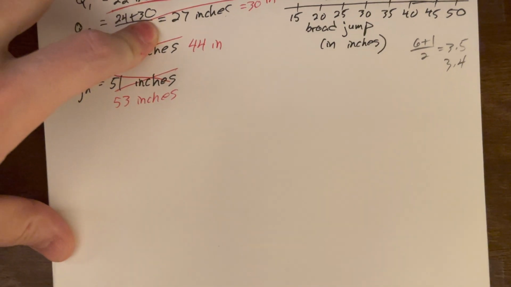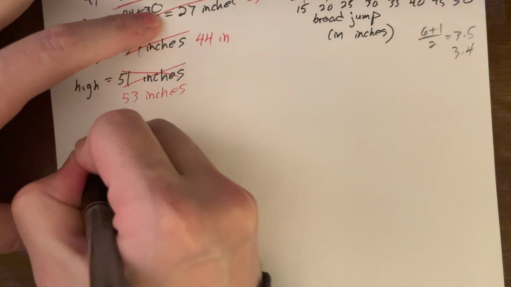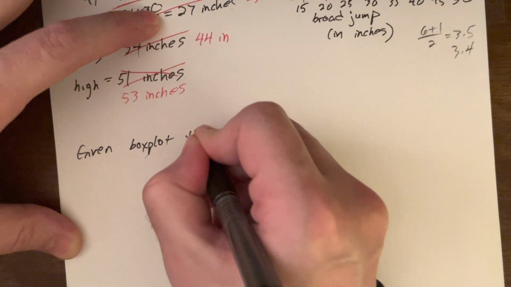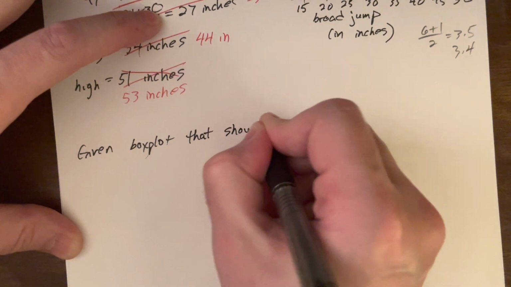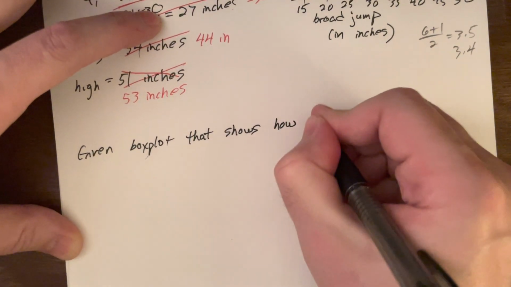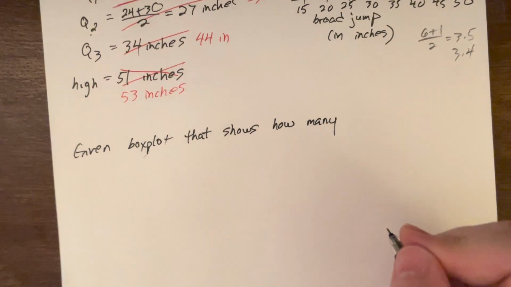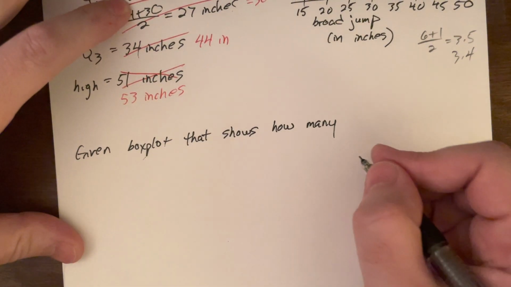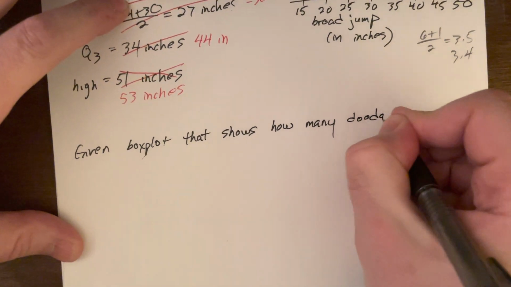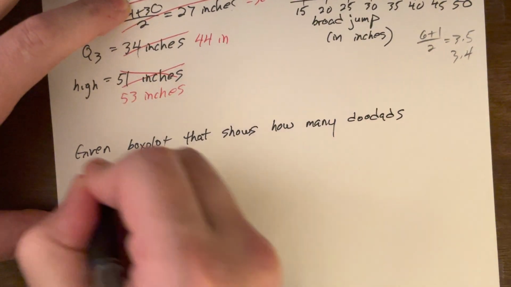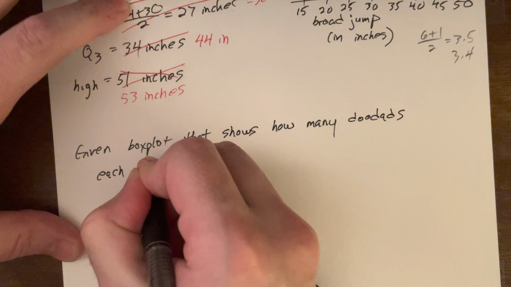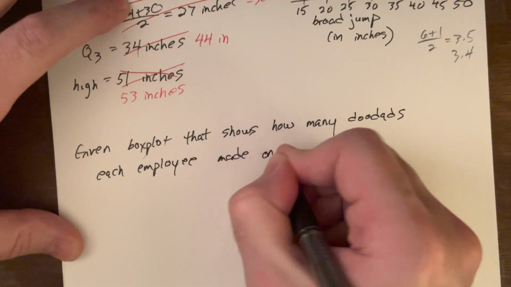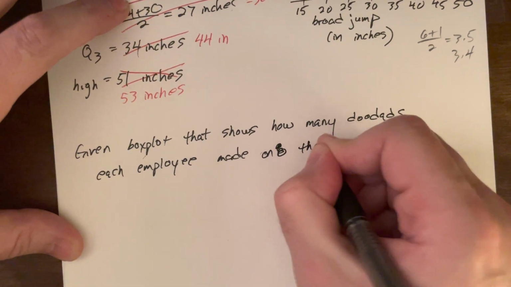So again, we are given the box plots now. We are given the box plot that shows how many, let's do a production example. What are we gonna make? I'm just gonna make something up. We make doodads. How many doodads each employee made on the manufacturing line?